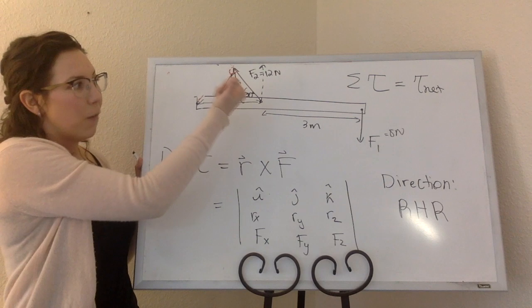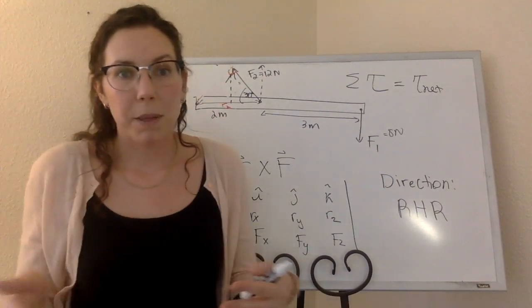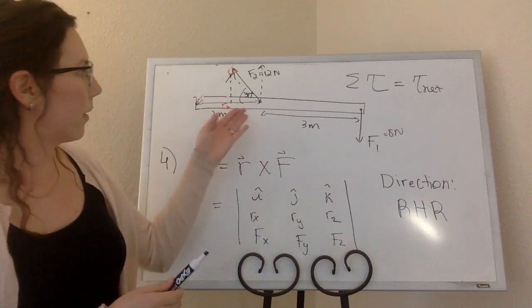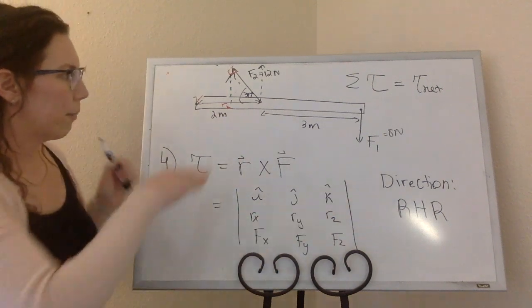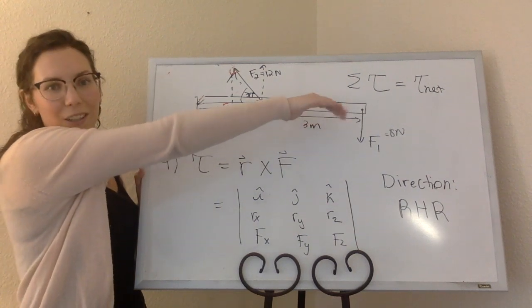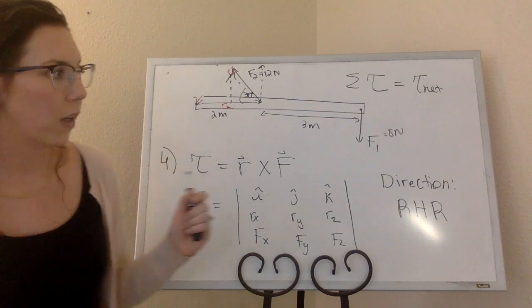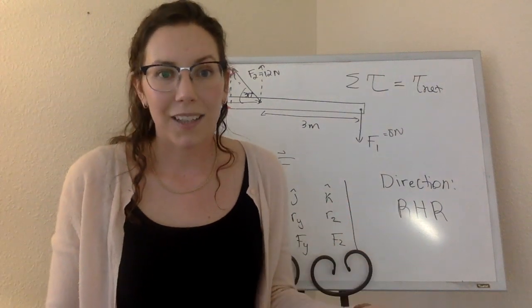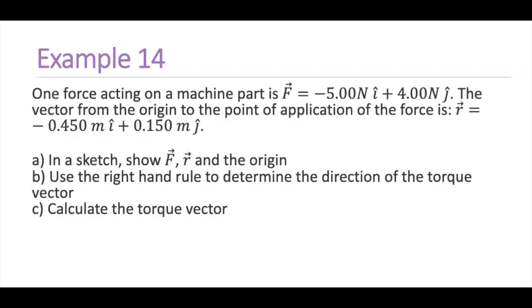So then I get out of the page here for the rotation from F2, and out of the page would be positive, so we get a positive counterclockwise rotation. Then for F1, I place my fingers in the direction of r, curl them towards F, which is down. In this case, I get into the page, which is negative for that clockwise rotation. Okay, now on to the last example.